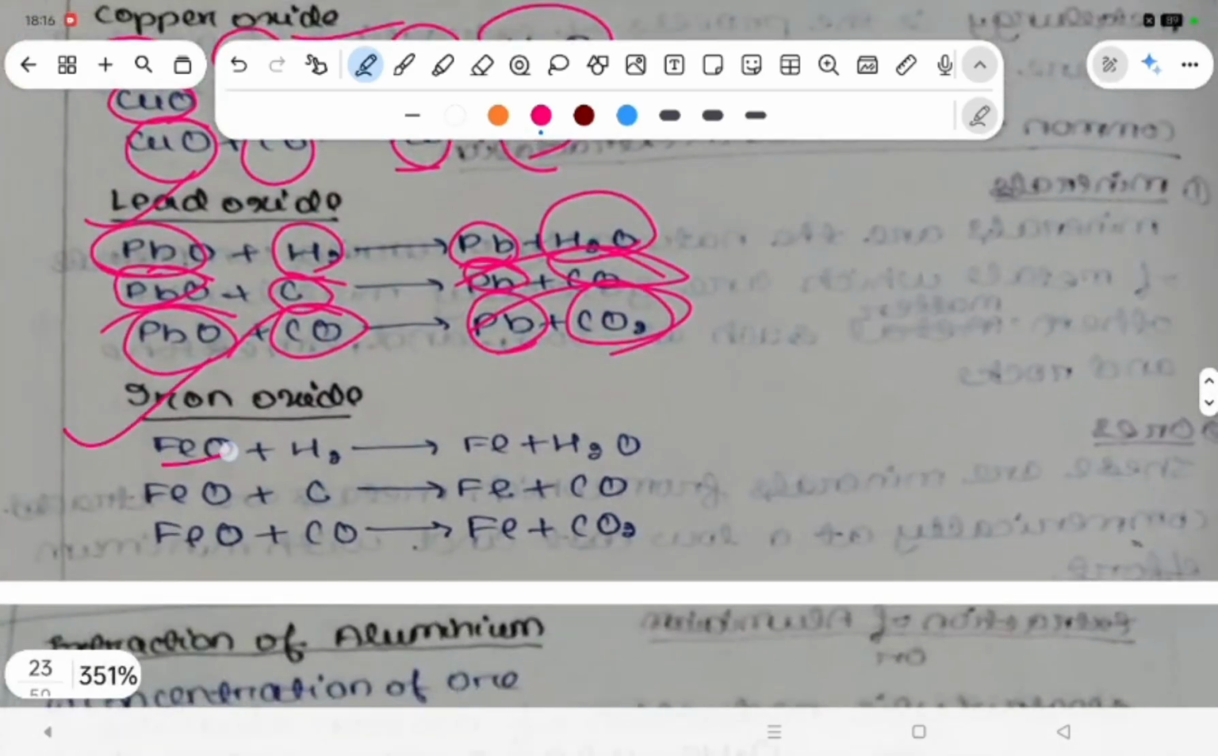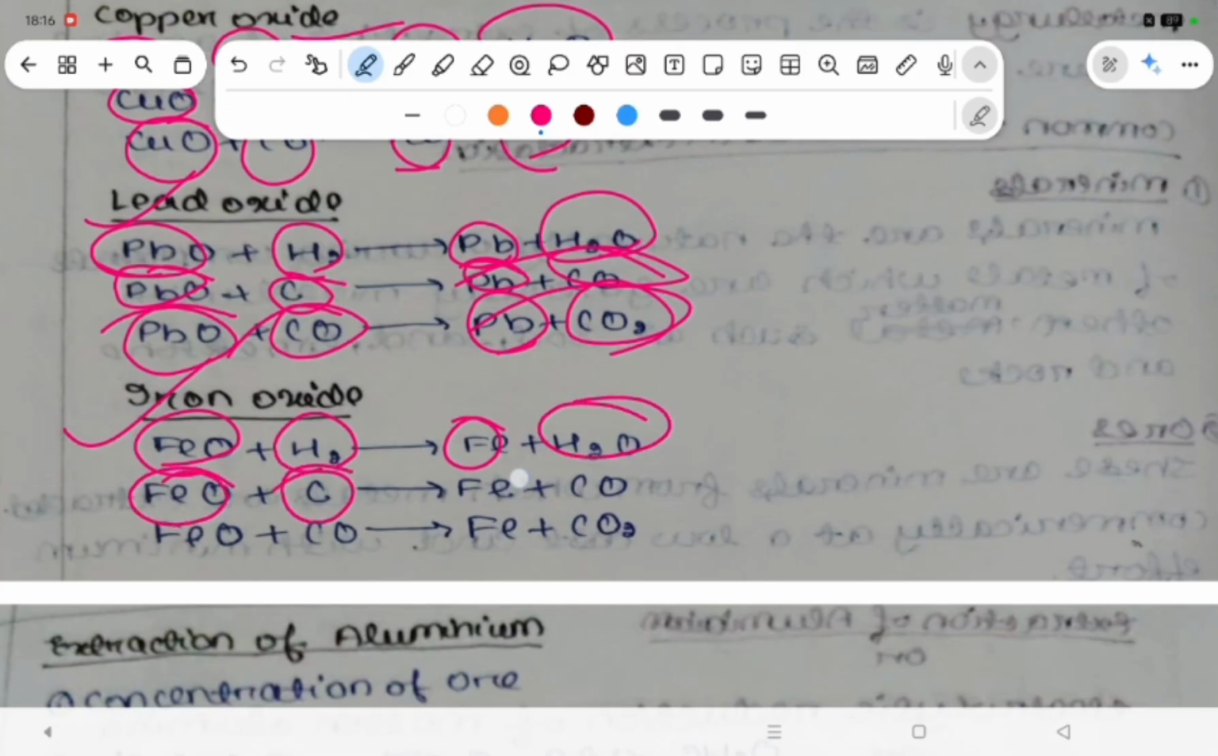Iron oxide: FeO plus H2 gives Fe and water. FeO plus carbon gives iron and carbon monoxide. FeO plus carbon monoxide gives iron and carbon dioxide.